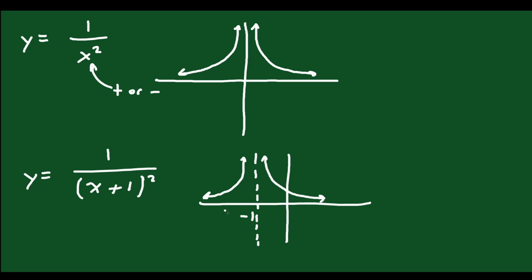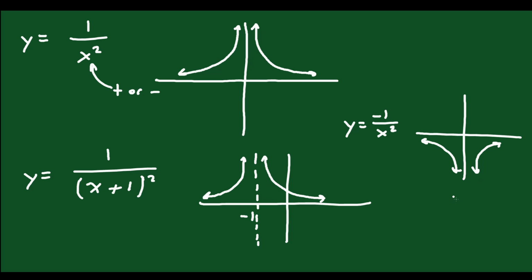And you could also make these things negative, right? Like I could say y equals negative 1 over x squared, and that would just look like this. So the same as this one on the top, except they're upside down, right? It's been reflected vertically. So all those rules still apply.